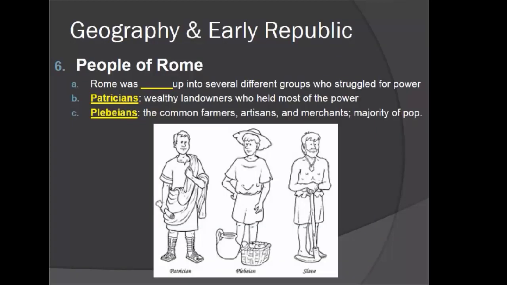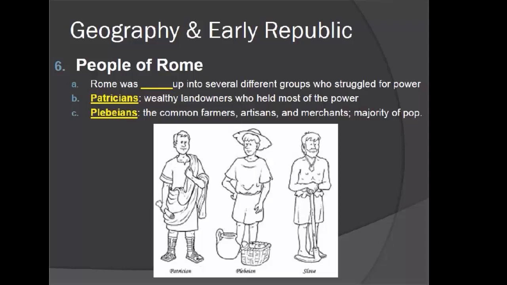So let's talk about the people. Rome was divided into several different groups who struggled for power. The two main groups are the patricians, which were wealthy landowners who held most of the power, and the plebeians, who were the common farmers, artisans, merchants, and were also the majority of the population. A third group, as the picture shows, are slaves. Slaves obviously were not considered citizens. They had no voting rights. They basically had no power at all.